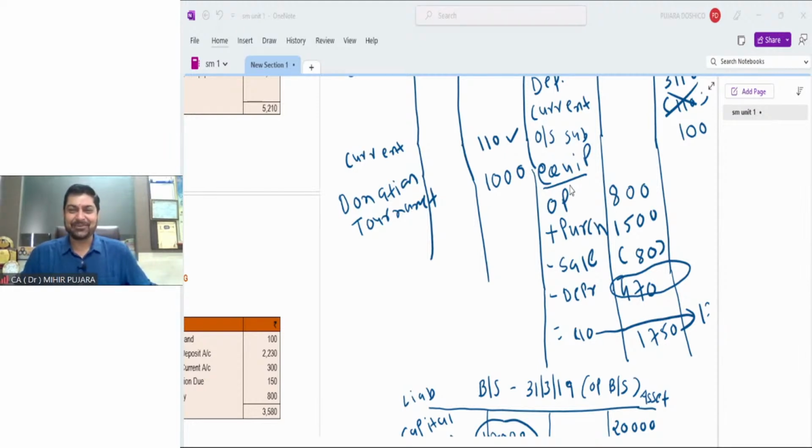Post your query, right? So donation for specific purpose is a liability.